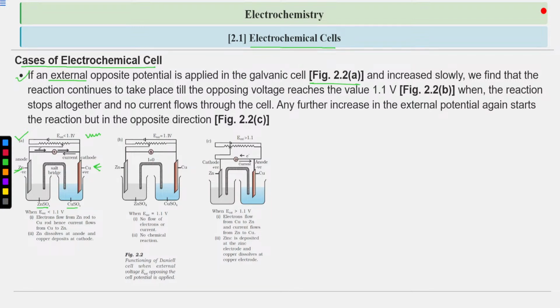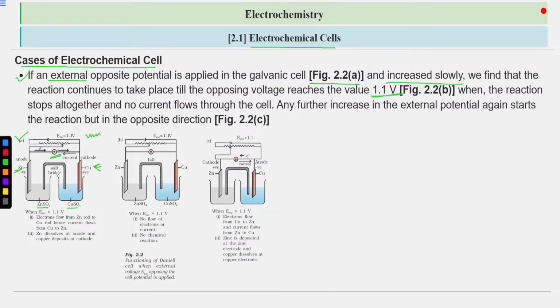Here we have attached an instrument which measures the current. The electron is flowing from the anode side to the cathode side, and the current is flowing in the opposite way, from the cathode to the anode. Now, if the external opposite potential is applied in the galvanic cell and increased slowly, we find that the reaction continues to take place till the opposing voltage reaches the value of 1.1 volt.